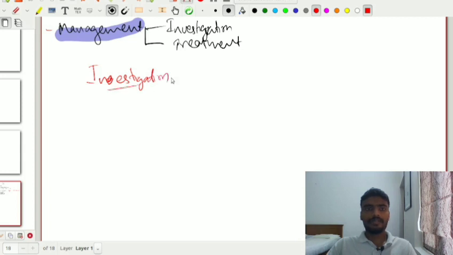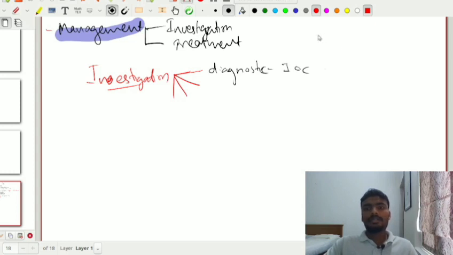Okay, so while writing about investigation, you have to think about four things. Another thing you have to mention is, while writing an investigation, you should divide the investigation into two components. One is what is the investigation and what is the finding in your case.